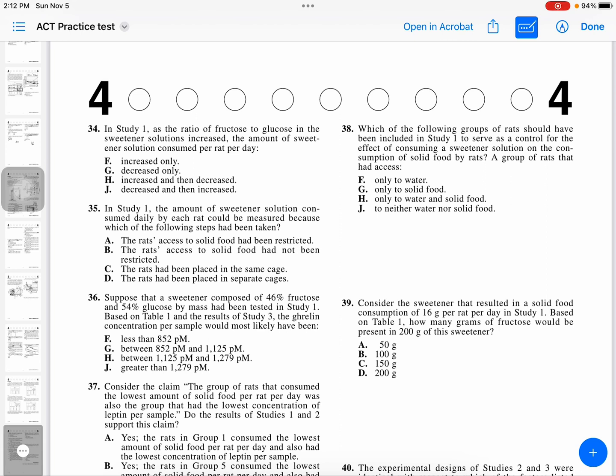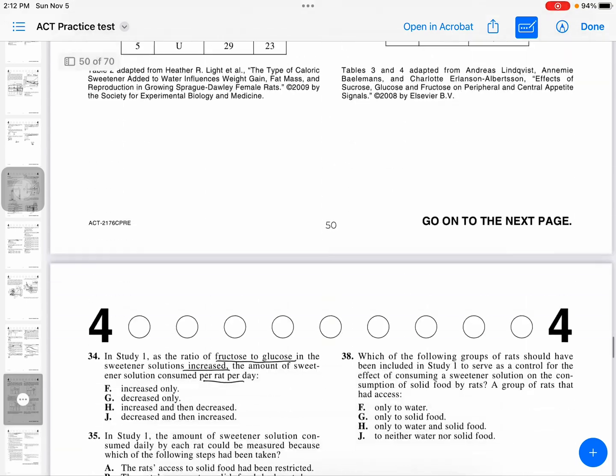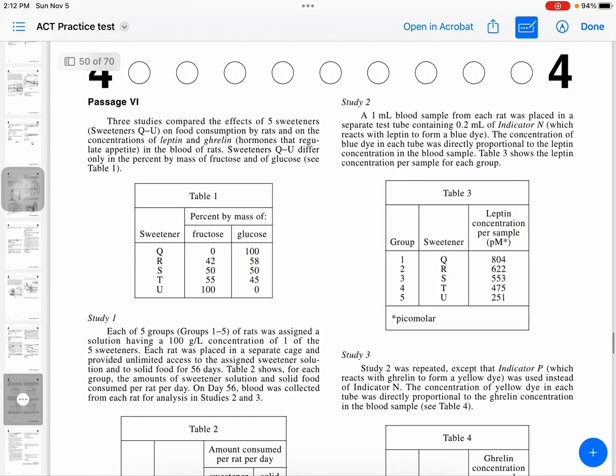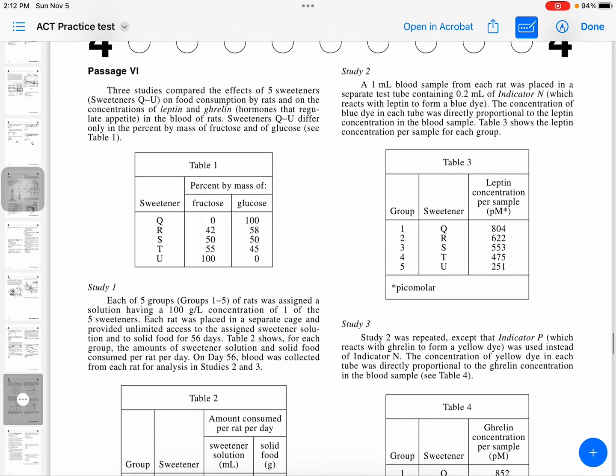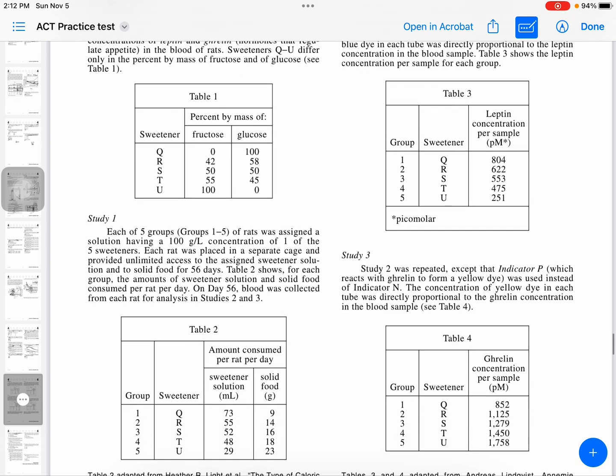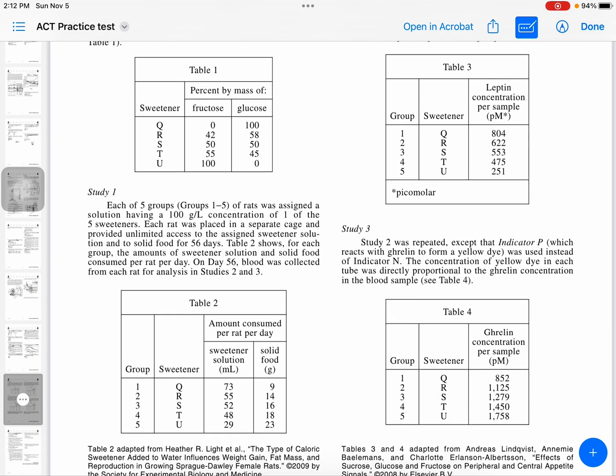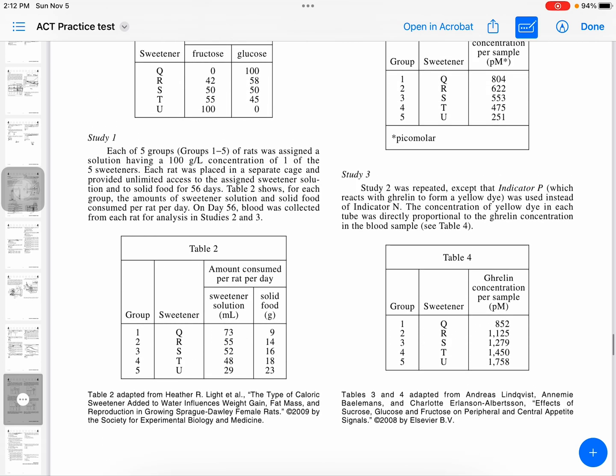35 minutes? That's nuts. In study 1, as the ratio of fructose to glucose in the sweetener solutions increased, the amount of sweetener solution consumed per rat per day. So glucose and fructose increased, and the amount of sweetener consumed. I'm guessing it's going to go up. Just a guess. Haven't looked at it. Study 1, glucose and fructose increase. Sweetener, mass glucose. Food solid, amount consumed per day.